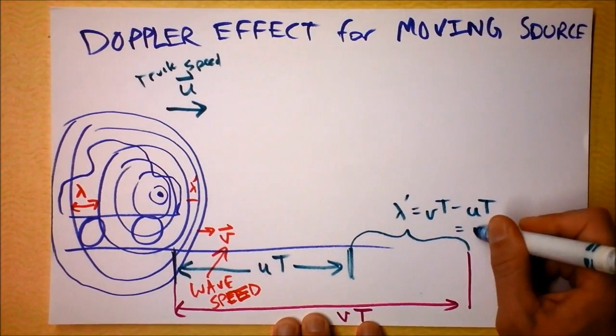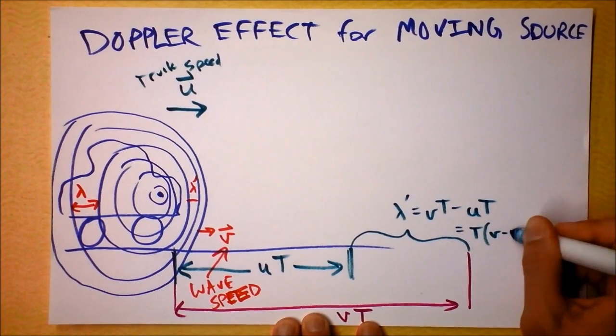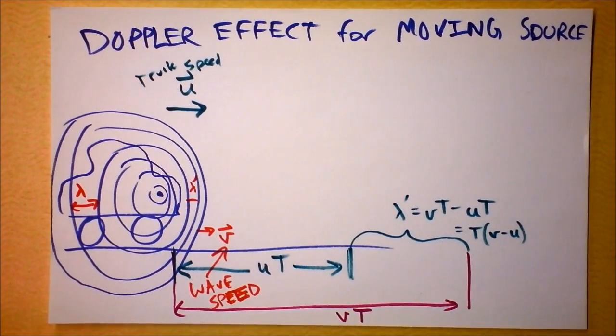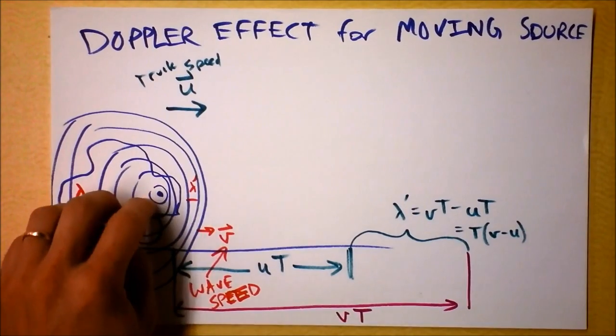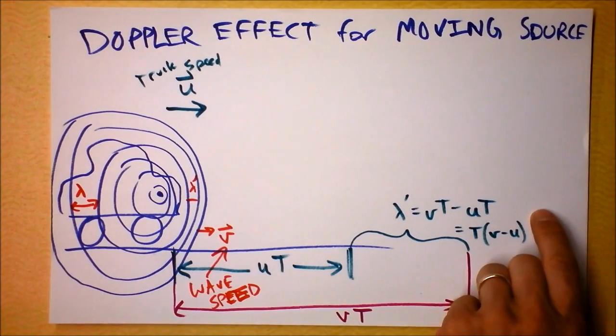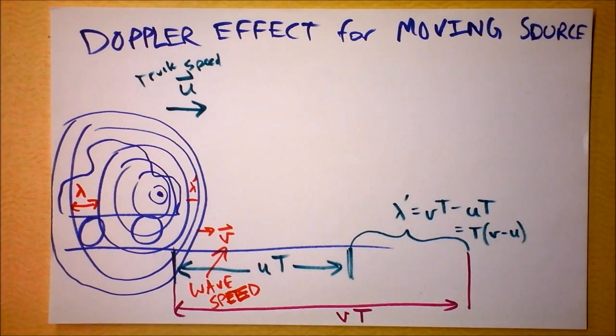Okay, so that's just T times V minus U. Got it, all right? That's if the source is moving towards the observer. So let's do a little bit of math.